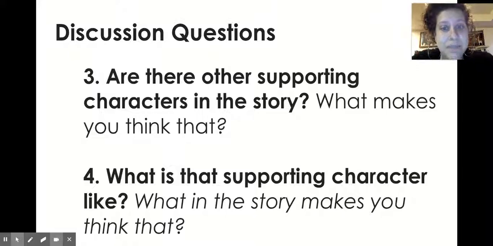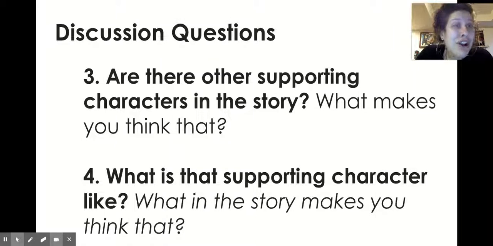It says, what is that supporting character like? Or what are her character traits? And what in the story makes you think that? So, again, I need to provide evidence. So, I'm thinking back to the eye doctor. I'm thinking about what she said. She said lots of very convincing things to Josh to get him to like his new glasses. So I think she's very persuasive. We've learned that word. She's persuasive because she is convincing Josh.